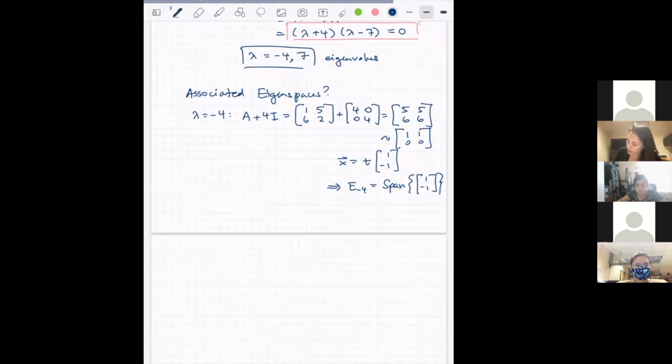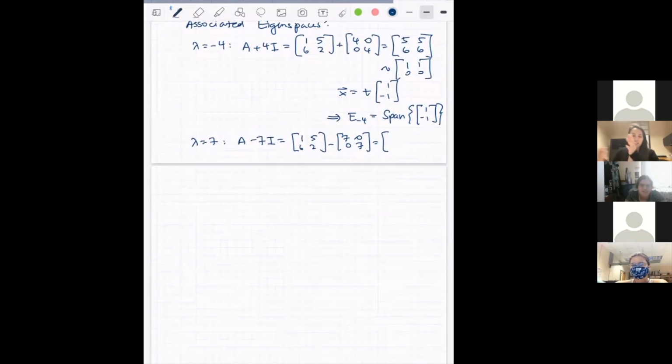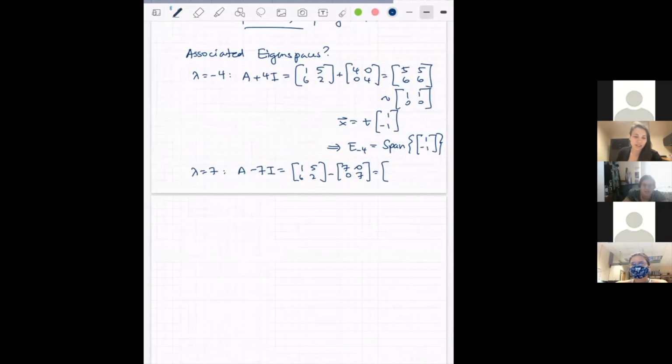And then we can do the same thing for lambda equals 7. So A minus 7I is going to be... Oh, never mind. I understand what you did with the negative. Okay, yeah, I guess I kind of flipped it around. But, right. Okay, so here we get -6, 5, and 6, -5, right?